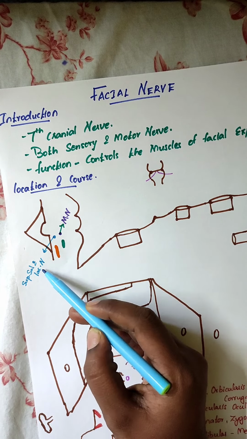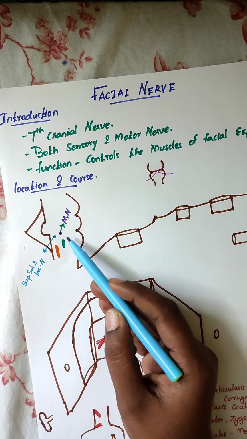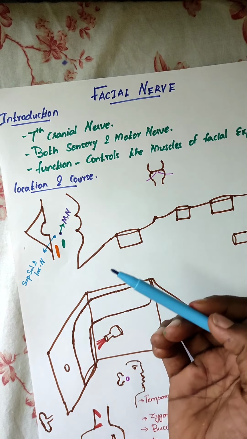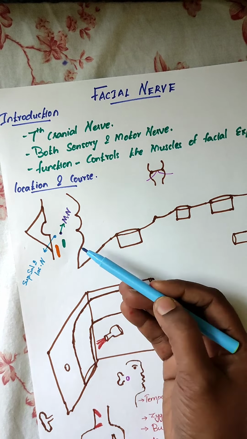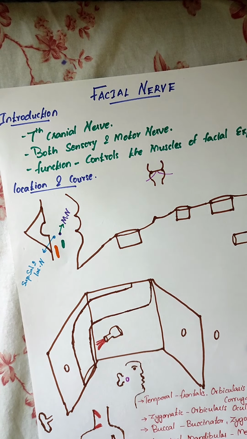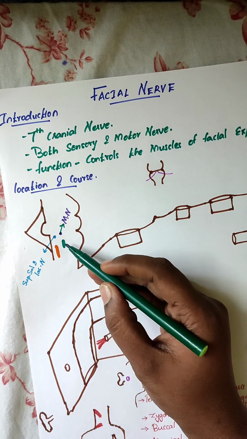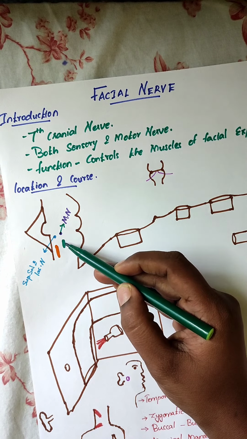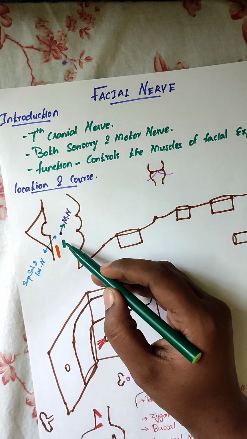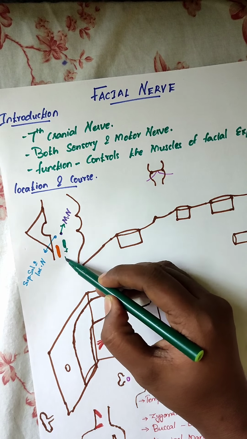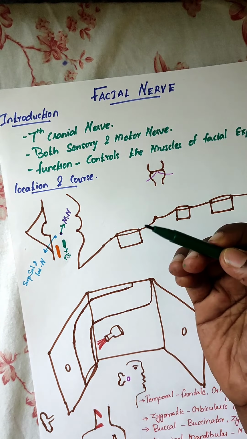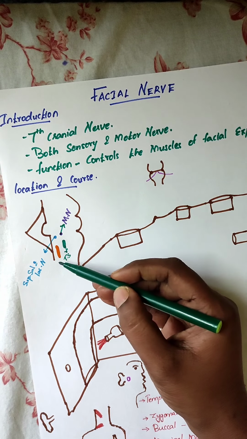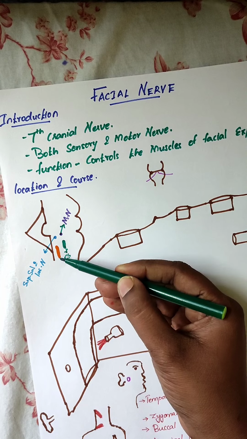The superior salivary and lacrimal nuclei are also situated in the lower part of the pons, but posterolateral to the facial motor nucleus. Next, coming to the tractus solitarius nucleus. It is a sensory nucleus. There are two sensory nuclei, that is the spinal nucleus of the trigeminal nerve and the tractus solitarius nucleus. The tractus solitarius is situated in the medulla oblongata. Next comes the spinal nucleus of the trigeminal nerve, which is situated in the medulla oblongata and also in the upper part of the spinal cord.